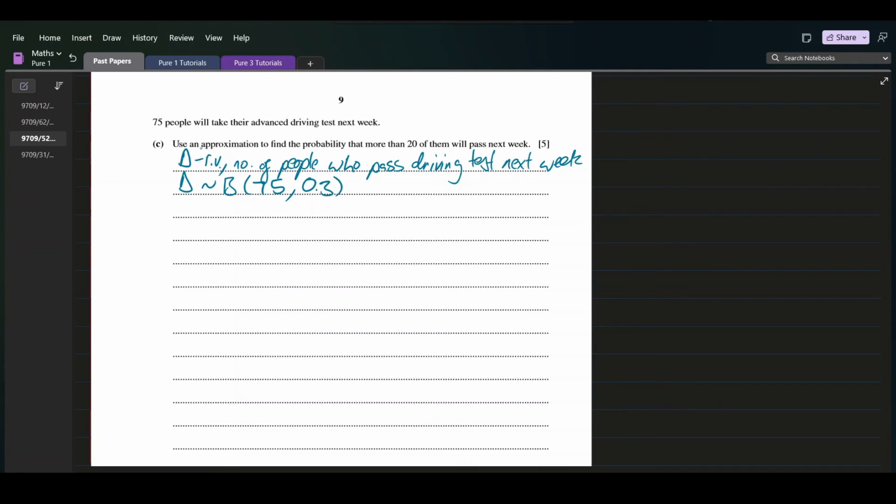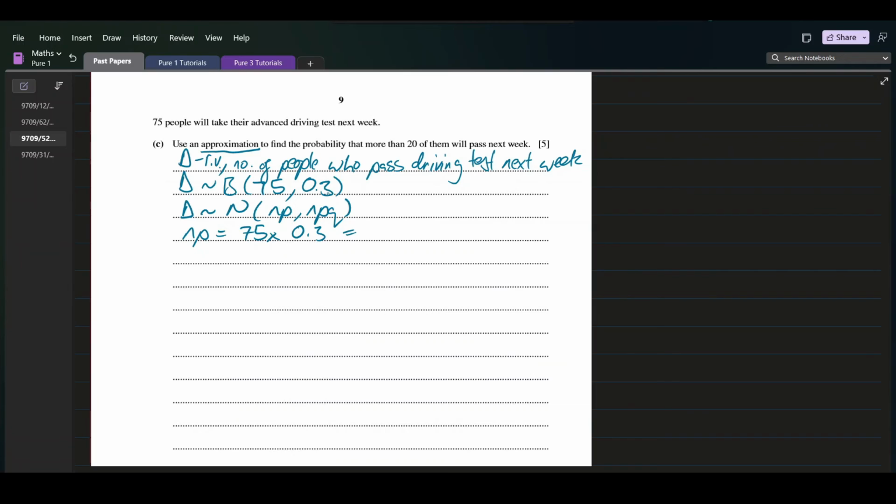Now we've been told to use an approximation. At AS level, the only approximation we use is the normal approximation to the binomial distribution. But if you wanted to verify if this is the correct approximation, you can simply check if np is greater than 5 and if nq is greater than 5. So this means D now follows a normal distribution with mean np and variance npq. So let's find np and npq. So np is equal to 75 times 0.3.